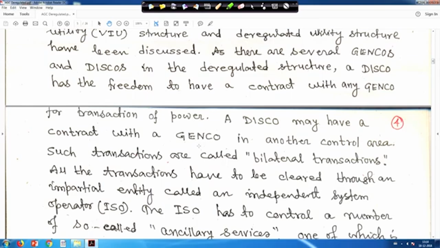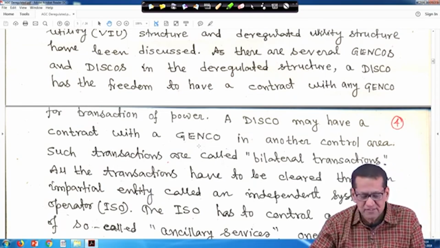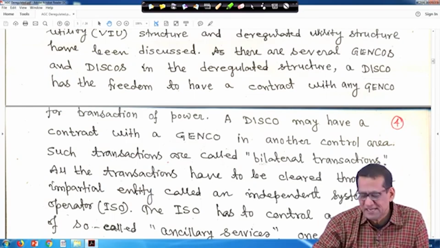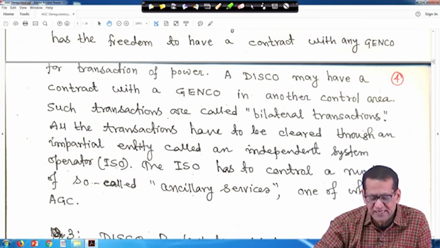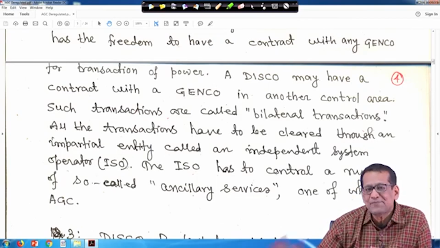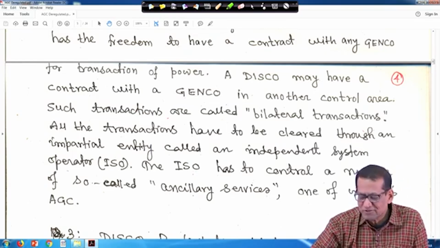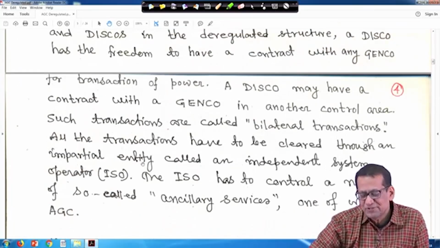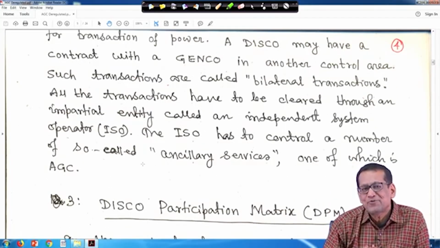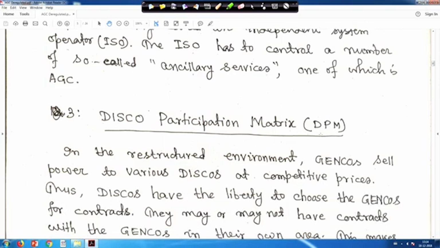If power is cheaper, then a DISCO has every right to buy power not from its own area, but from other areas too, because it finds that the energy purchase is cheaper. Such transactions are called bilateral transactions. All the transactions have to be cleared through an impartial entity called the independent system operator. As I told you, the independent system operator is a separate entity, a separate office, and all GENCO bidding will take place there only. The ISO has to control a number of so-called ancillary services, one of which is AGC. To realize this mathematically, we use a term called the DISCO participation matrix, in short DPM.